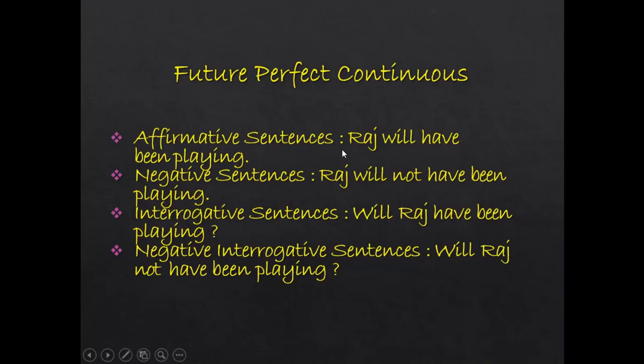In affirmative sentences, in a future perfect continuous tense, we write, Raj will have been playing. In a negative sentence, we write, Raj will not have been playing. Then comes the interrogative sentence: Will Raj have been playing? And in a negative interrogative sentence, it will come: Will Raj not have been playing?